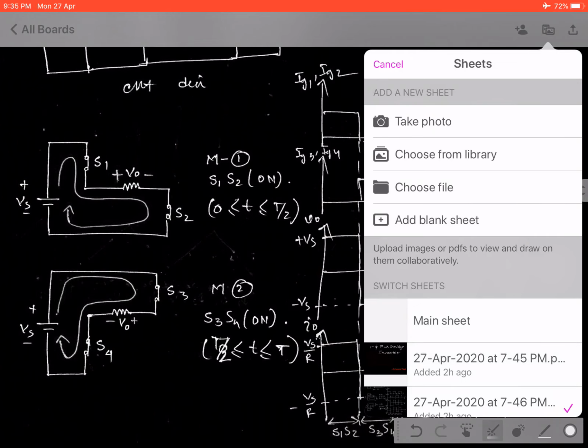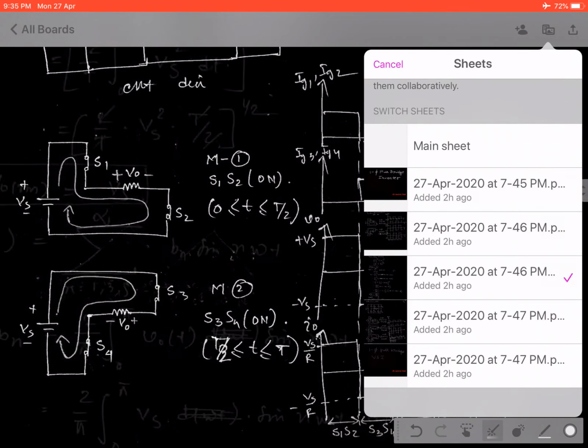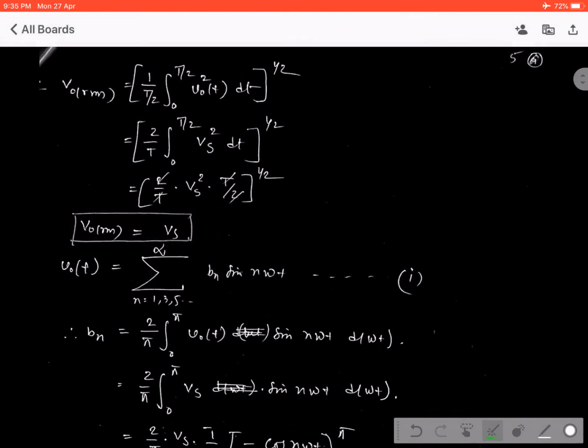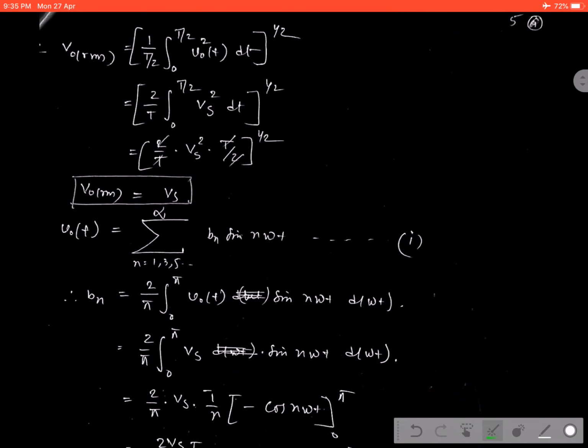Now the calculation part. First, calculate the RMS value. We know the expression of the RMS value, which is defined by the root mean square. Similarly, we have done here: V0 RMS equal to the square root of 1 by T by 2 integration of 0 to T by 2, V0 square dt. And further it can be simplified, where the V0 will be replaced by Vs, as the input signal is Vs.